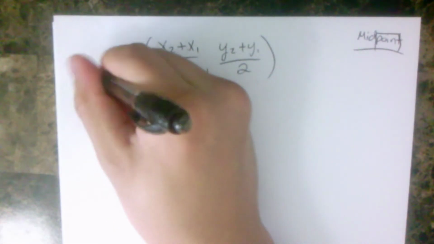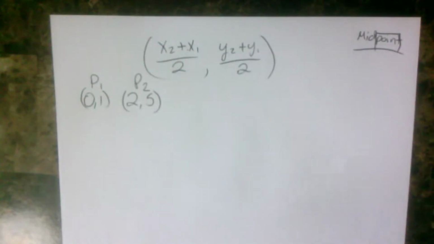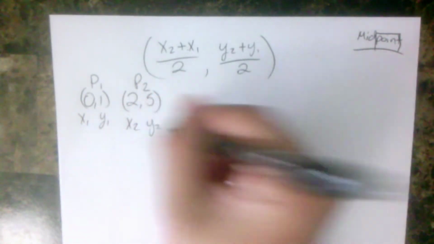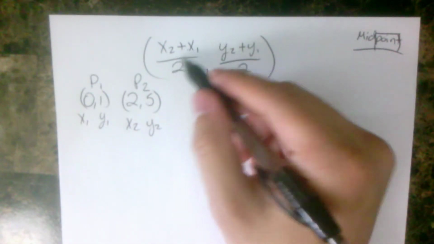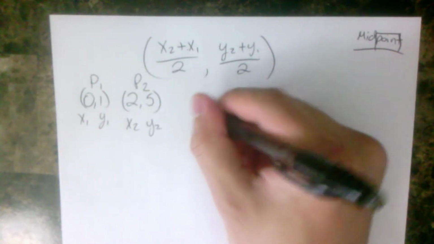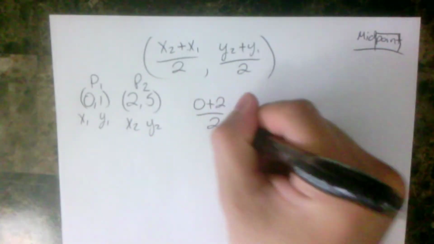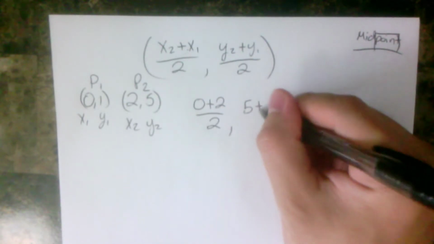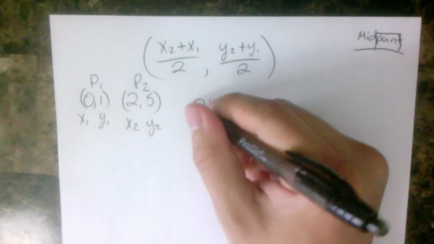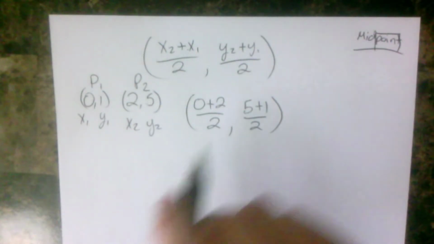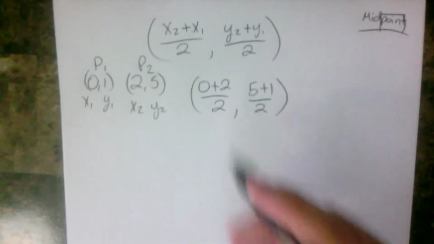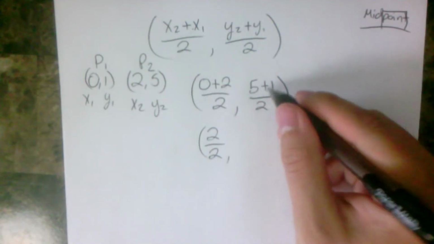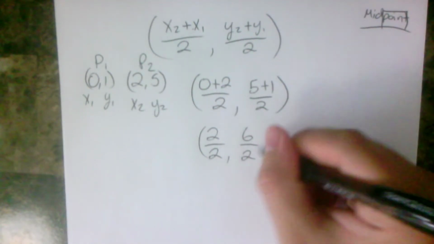Remember, we labeled this point 1, point 2, and then we said this is x1, y1, x2, y2. Let's just plug them in. Add our x's together, 0 plus 2, and then add our y's together, 5 plus 1. You can absolutely shorten this by putting all of your steps together. You definitely don't need to write out everything like I am, but that's up to you. 0 plus 2 is 2, divided by 2. And then 5 plus 1 is 6, divided by 2.